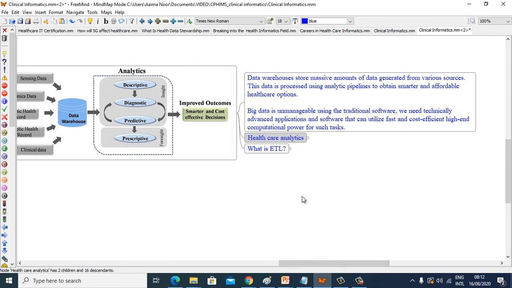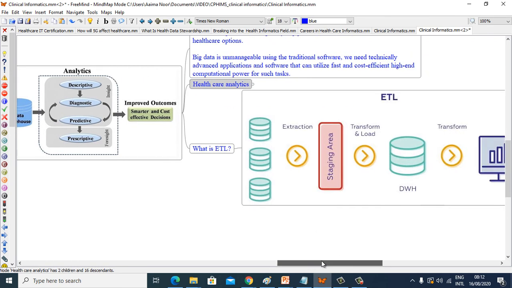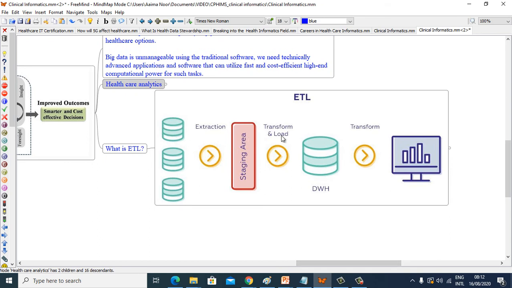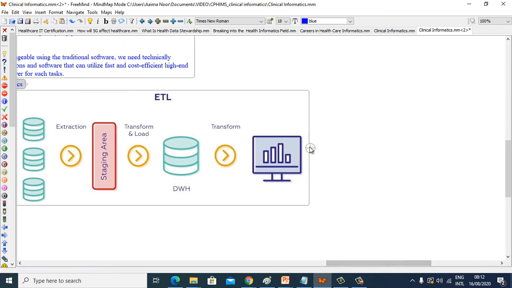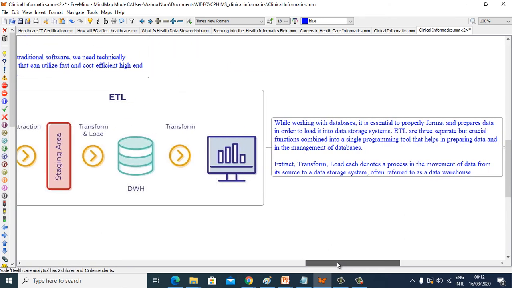Now see what is ETL. ETL stands for extract, transform, and load. While working with a database, it is essential to properly format and prepare data in order to load it into a data storage system. ETL is three separate but crucial functions combined into a single programming tool that helps in preparing data in the management of a database. Extract, transform, load each denote a process in the movement of data from its source to data storage, often referred to as a data warehouse.